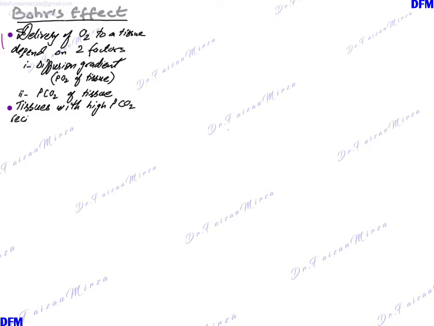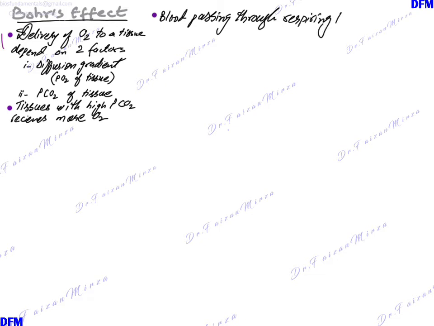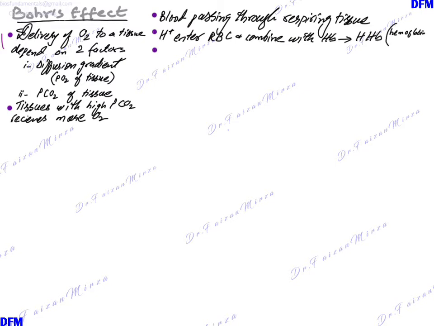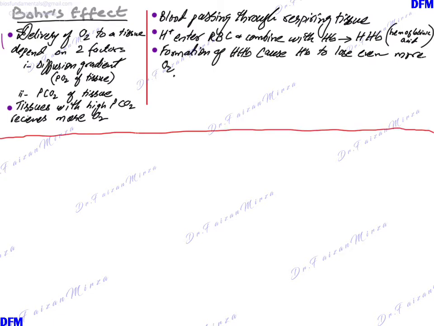Tissues with a higher PCO2, which means they have more carbon dioxide dissolved or more carbon dioxide produced, receive more oxygen from the oxygenated blood. So blood passing through such a tissue which is respiring at a high rate will have more oxygen being delivered. H plus ions will enter the red blood cell. They will combine with hemoglobin to form HHb, the hemoglobinic acid. This is what I will be discussing here.